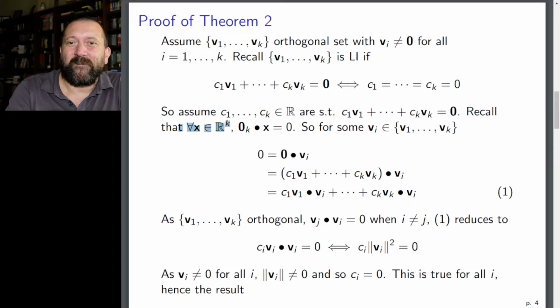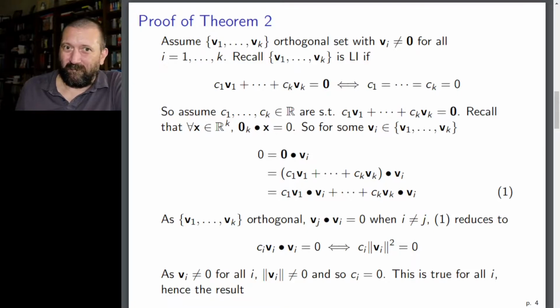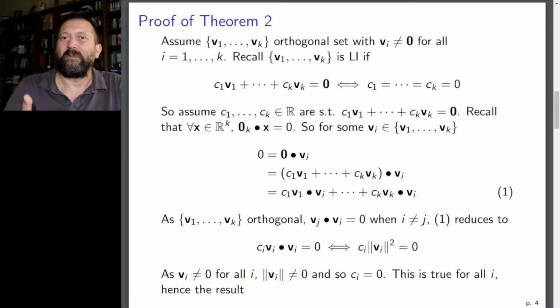So for any vector x in Rk, that should be Rn, by the way, never mind, I will correct the slides. So for any vector x in Rn, this one is true. If I'm talking about Rk here, this is the correct notation, but I will fix this. Okay, so whenever I have any vector, if I take its dot product with a zero vector of the corresponding proper dimension, then I will get the number 0.